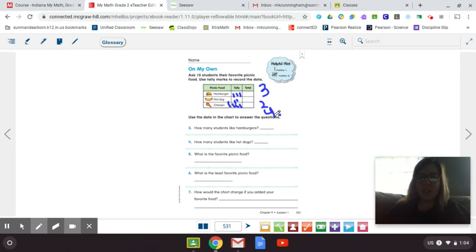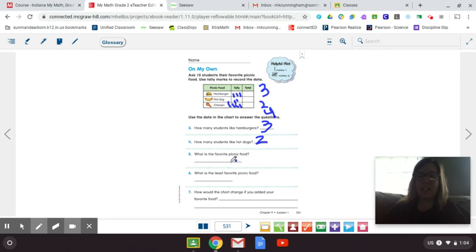Okay. How many students liked hamburger? So I would go over here, find hamburger, and I would read my chart. So that tells me it's 3. How many students liked hot dogs? Again, go to my chart, look over at the total. Your guys' total would be in here. Mine's right next to it, 2. So I would write 2.